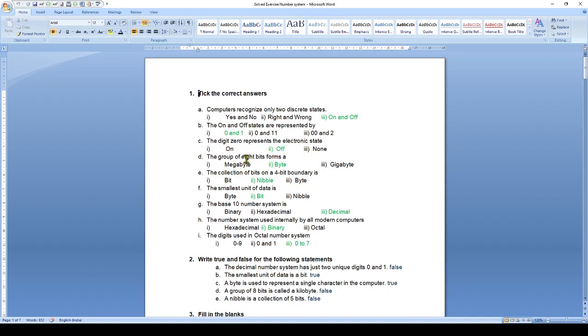The group of 8 bits forms a megabyte, byte, or gigabyte. A group of 8 bits is a byte. You all know a group of 8 bits is a byte. So a group of 8 bits forms a byte. The collection of bits on a 4-bit boundary is a bit, byte, or nibble. Answer is nibble.